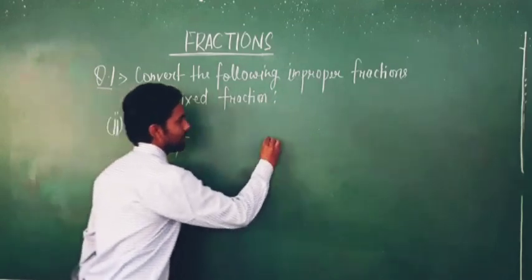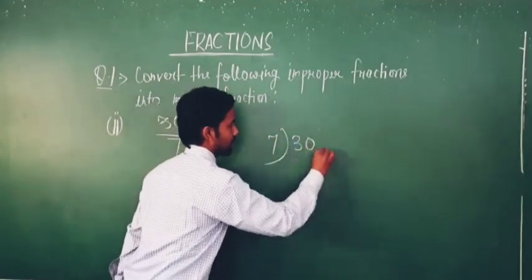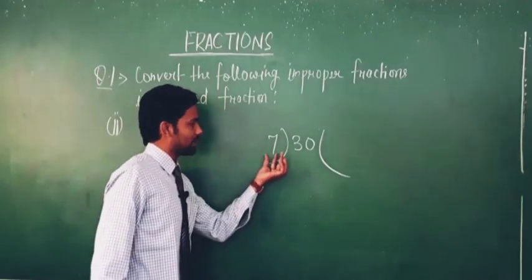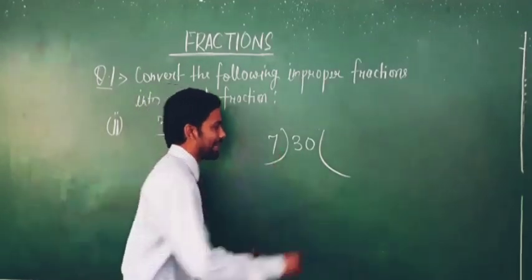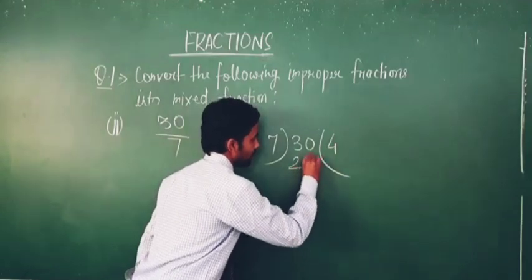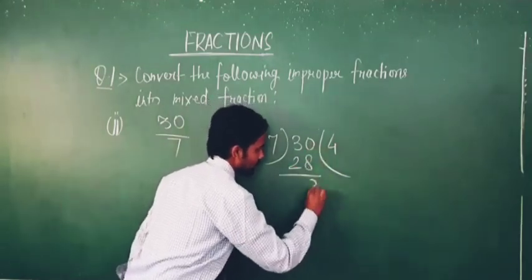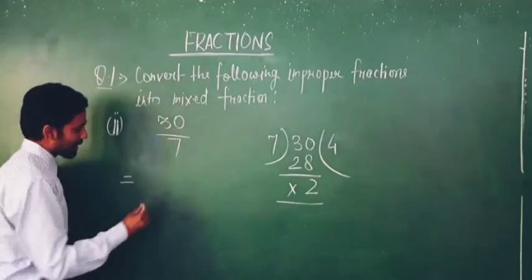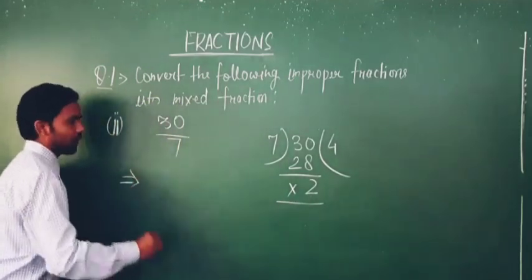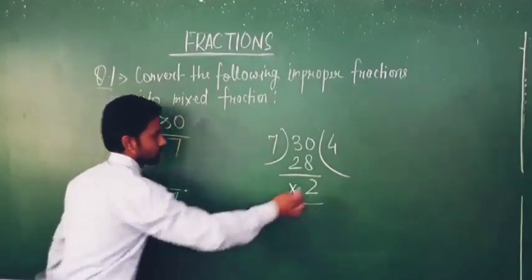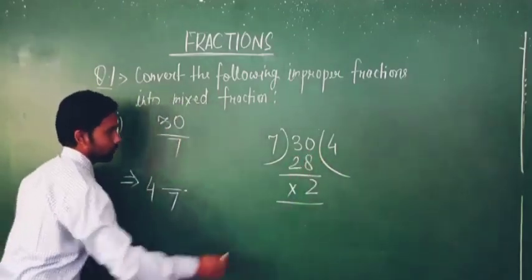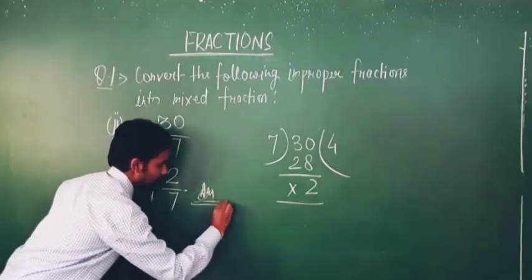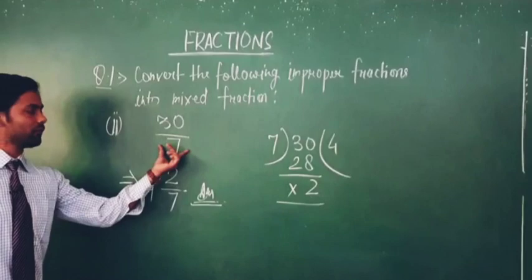30/7. 7 ones are 7, 7 twos are 14, 7 threes are 21, 7 fours are 28. Then 7 fours are 28 and the remainder is 2. Then the improper fraction is written in mixed form as 4 and 2/7, and this is the mixed form of this improper fraction.